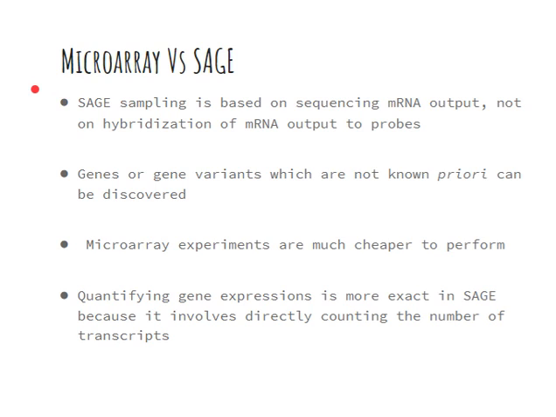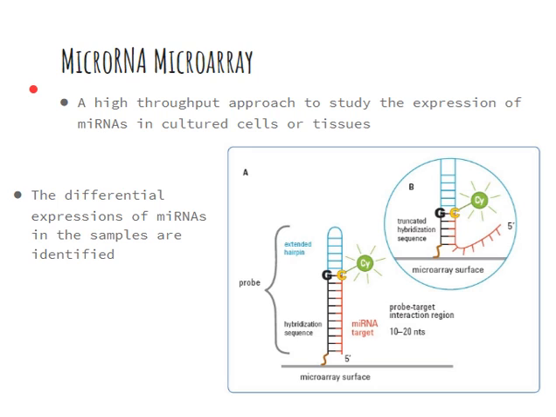While both microarray and SAGE are utilized for detecting gene expressions, there are certain differences, advantages and disadvantages in them. SAGE sampling is based on sequencing mRNA and not on the hybridization of mRNA to probes like microarray. Microarray is much cheaper, whereas SAGE is much more accurate and error-free.